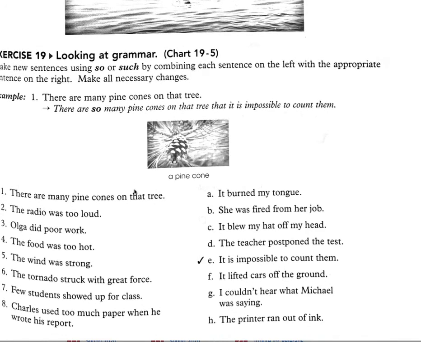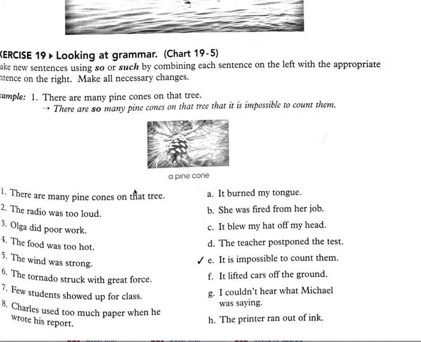Now, if we look at exercise 19, ladies and gentlemen. On exercise 19, it says, make new sentences using so or such by combining each sentence on the left with the appropriate sentence on the right. Make all necessary changes. Example, we have numbers 1 through 8 and letters A through H. There are many pine cones on the tree. So you say, okay, many is an expression of quantity. There are so many pine cones on that tree that, letter E, it is impossible to count them.